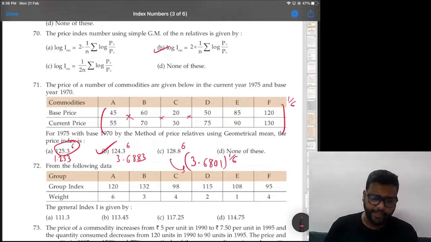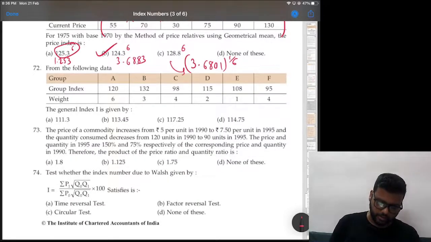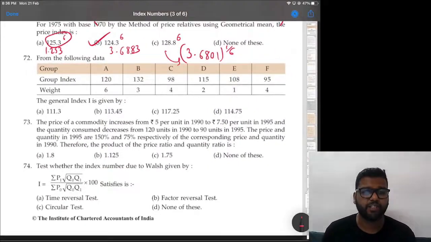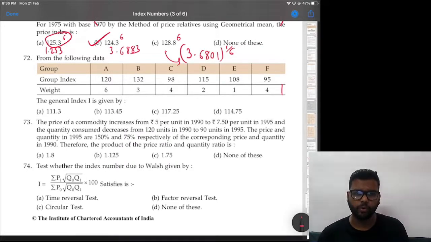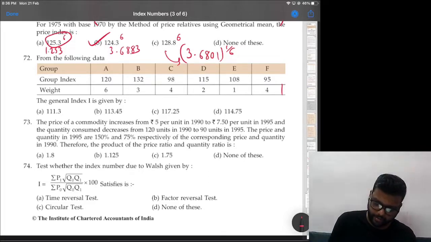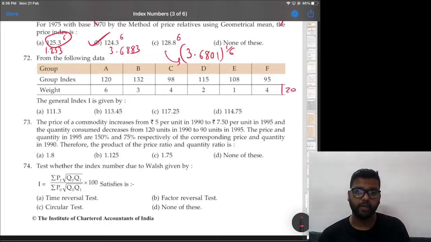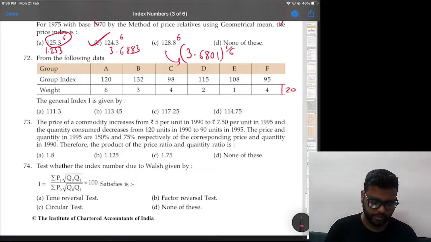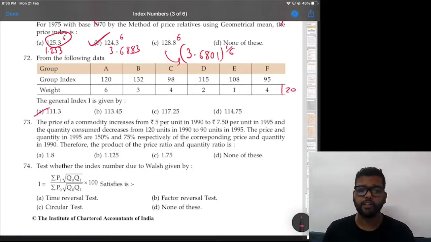Next. 72. From the following data, the general index is given by, that is nothing but weighted average. So let's just find weighted average. First find sum of weights. 6, 3, 4, 2, 1, 4, 20. 120 into 6 M plus 132 into 3 M plus 98 into 4 M plus 115 into 2 M plus 108 M plus 95 into 4. If you press MRC, you get 2226 divided by 20 is 111.3. Option A is the correct answer for question 72.